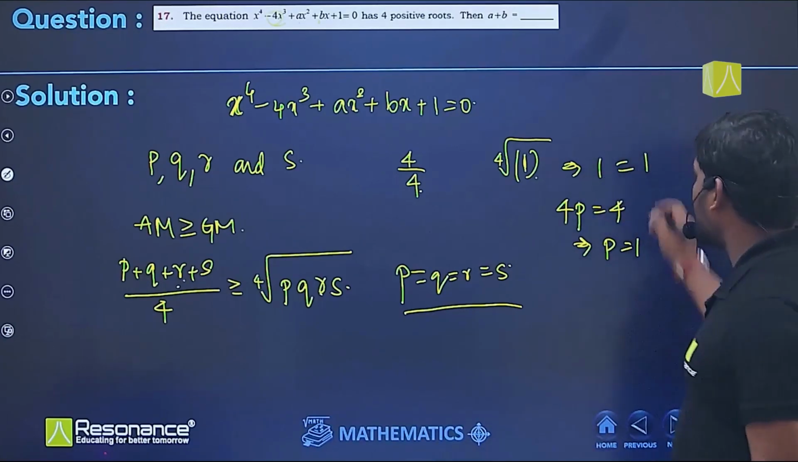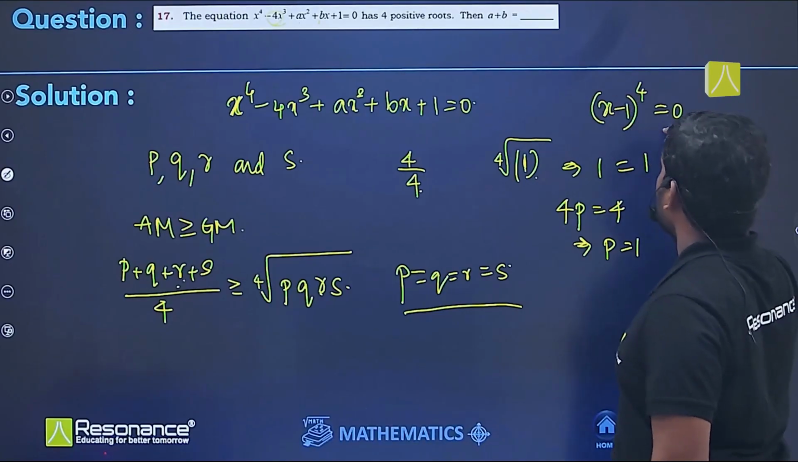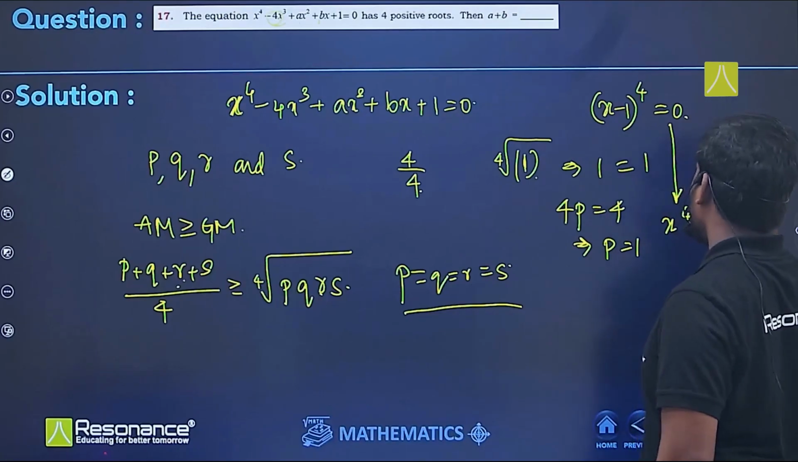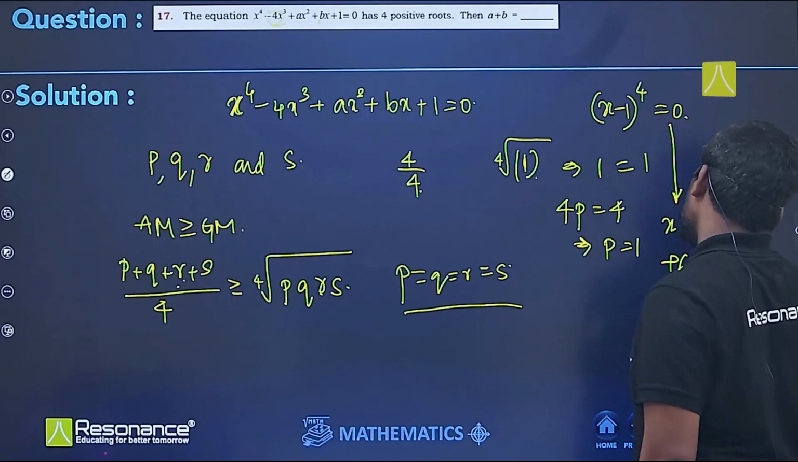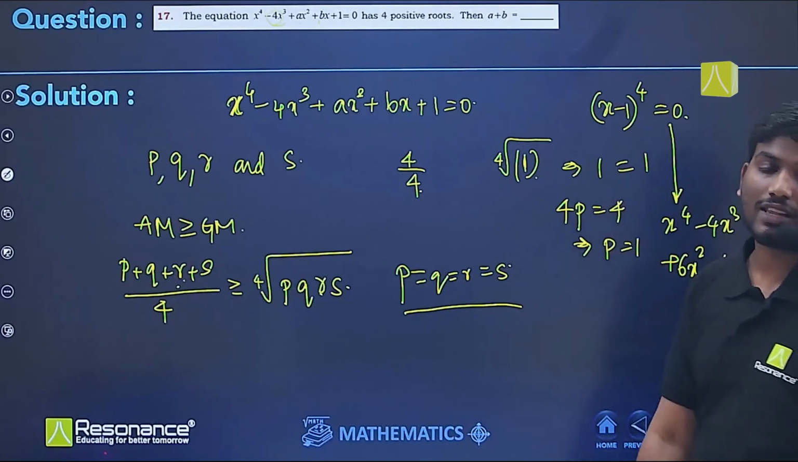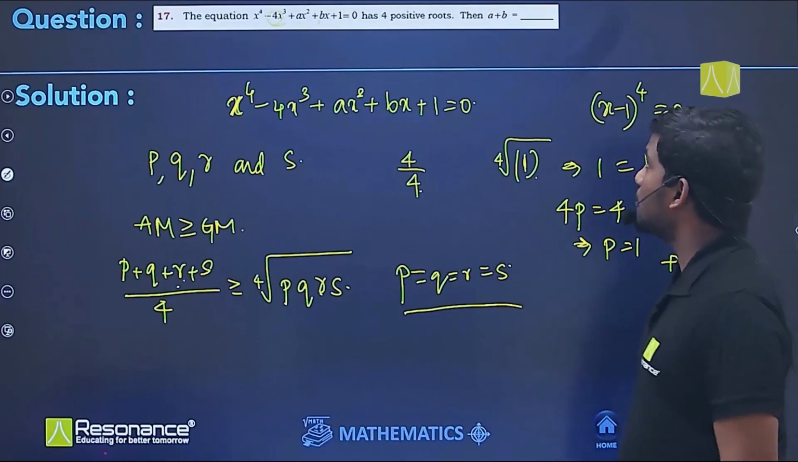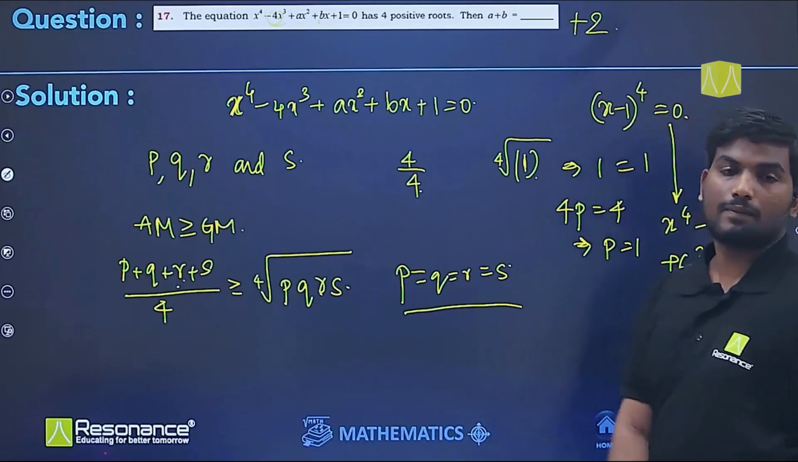So that expression is nothing but (x minus 1) power 4 is 0. So this is x power 4 minus 4x cube plus 6x square minus 4x plus 1 is 0. Now comparing with what they have given us, a would become 6 and b would become minus 4. So a plus b would be plus 2. Got it?